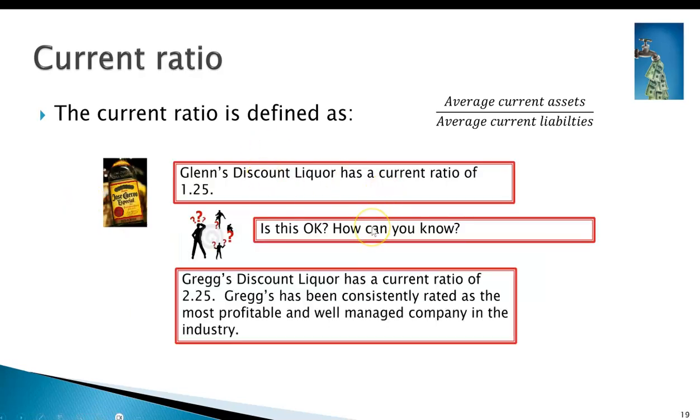I've got an example here where if you looked at a company that had a current ratio of 1.25 and then another company that has consistently been rated as the most profitable and well-managed company in the industry has a current ratio of 2.25, well, that may cause you to doubt that this company is doing enough in terms of the current ratio. You might say, well, maybe these guys know something that this company doesn't. Maybe they should keep a little higher current ratio. We often will evaluate that this way.